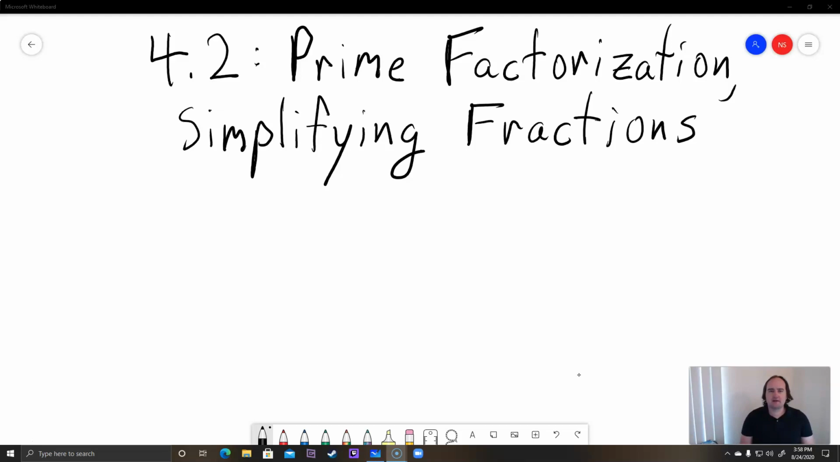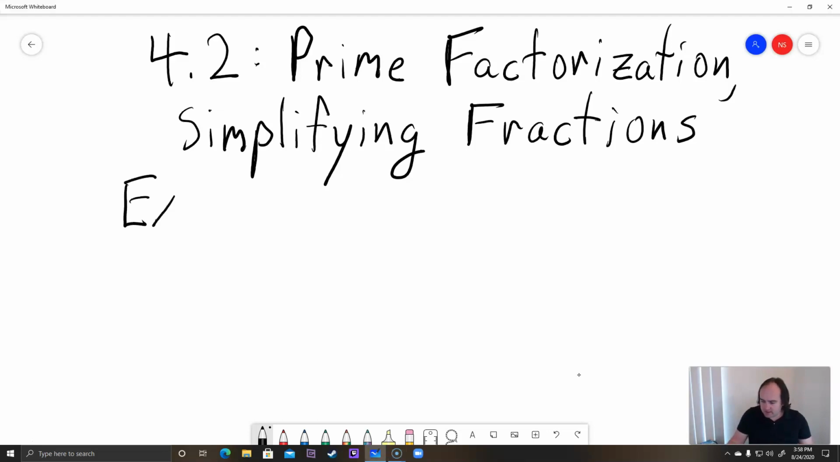The basic idea here with prime factorization is you take a number and you write it as a product of primes. Remember, product means multiply. So we're basically going to just keep factoring the number into little parts until it can't be factored anymore. Okay, so let's see an example of prime factorization.